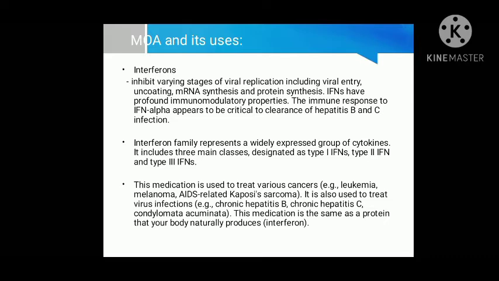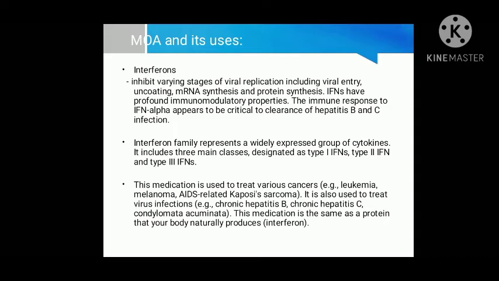Type 1 interferons present a potent antiviral effect by inhibiting viral replication, increasing the lysis potential of natural killer cells, and the expression of MHC class 1 molecules in virus-infected cells, and stimulating the development of Th1 cells. So, interferons inhibit varying stages of viral replication, including viral entry, uncoating, mRNA synthesis, and protein synthesis. Interferons have profound immunomodulatory properties. The immune response to interferon alpha appears to be critical to clearance of hepatitis B and C.